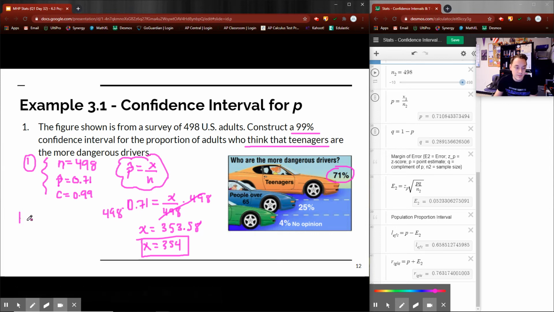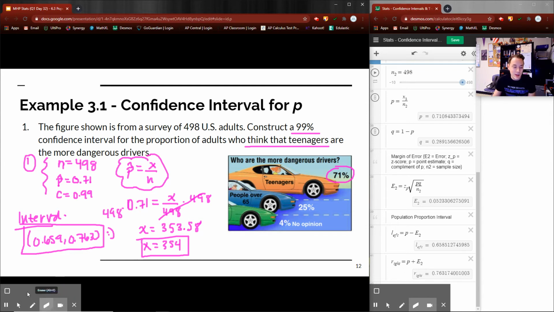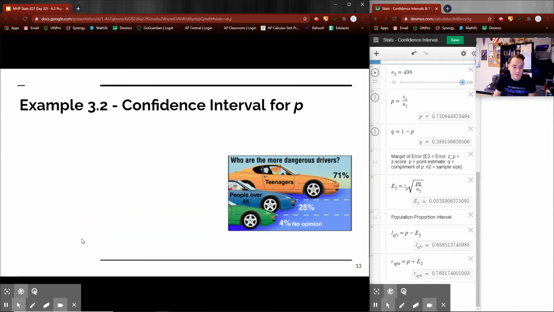What's my interval? Now that I use my calculator and it just solved it all for me, my interval is 0.659, comma, and then 0.763. This is my final answer. That is my final answer. That's my confidence interval. That's what I'm trying to find. Okay? I hope that made sense. I hope. Okay, so let's erase and let's knock down the next question.